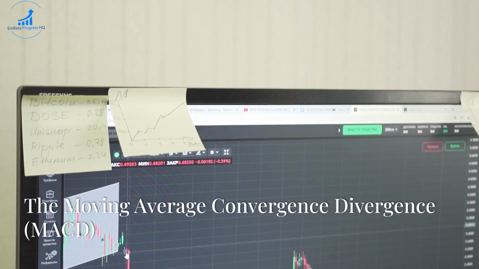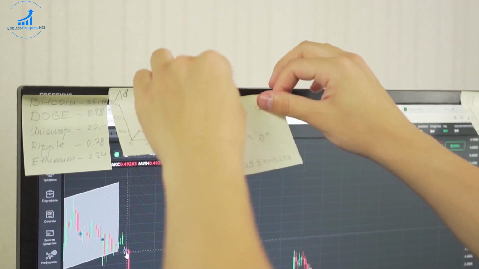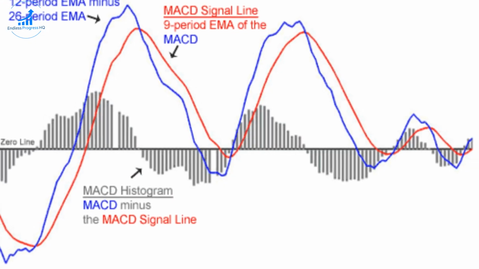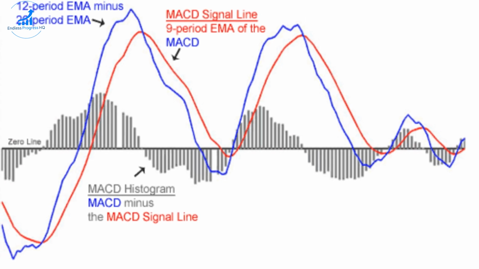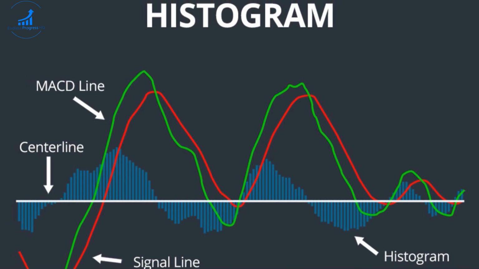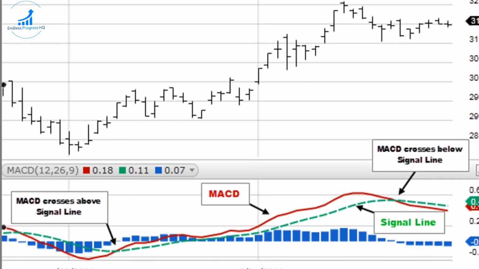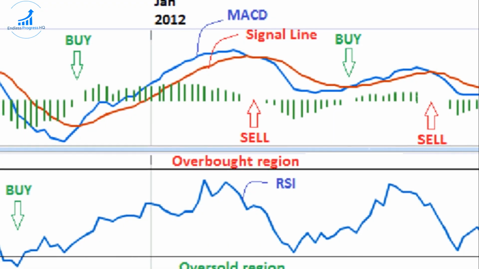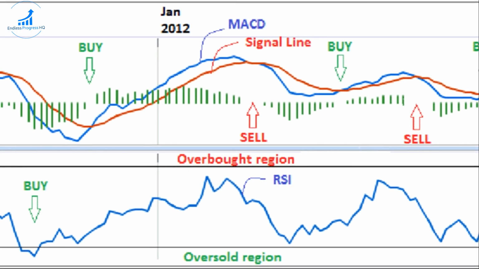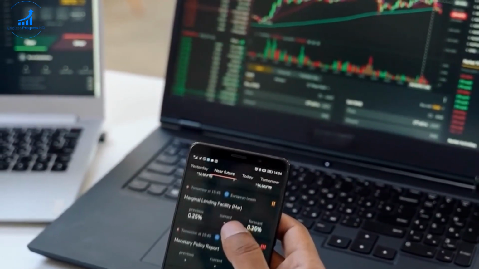The Moving Average Convergence Divergence, or MACD, is a widely used momentum indicator that identifies trend changes. It shows the relationship between two moving averages of prices, typically the 12-day and 26-day exponential moving averages. The MACD is represented by two lines, the MACD line and the signal line. When the MACD line crosses above the signal line, it's considered a bullish signal. Conversely, when the MACD line crosses below the signal line, it's considered a bearish signal.